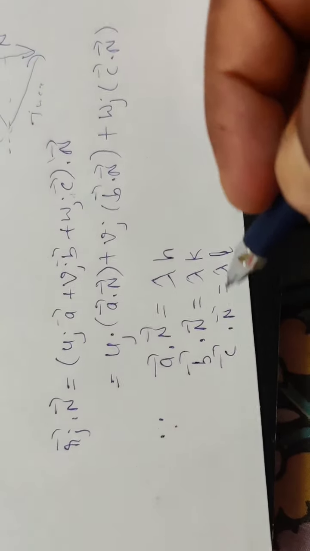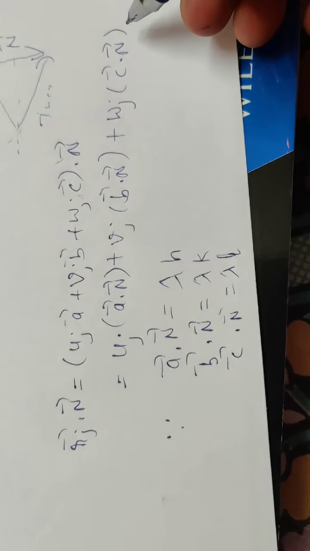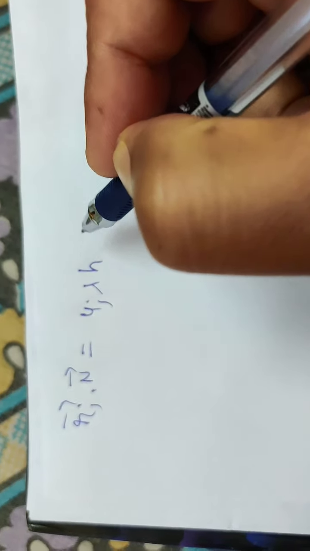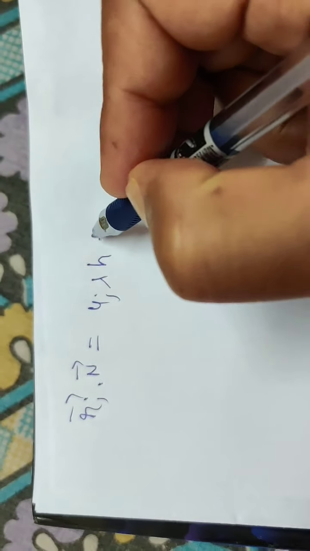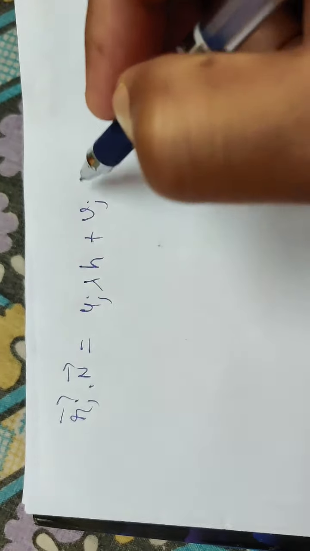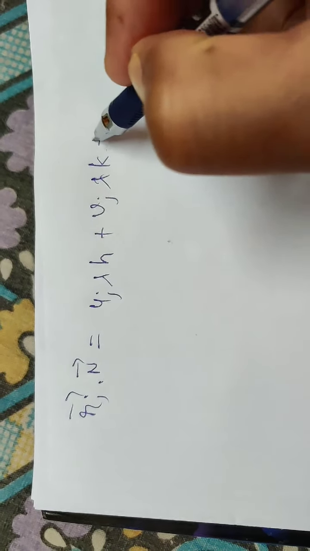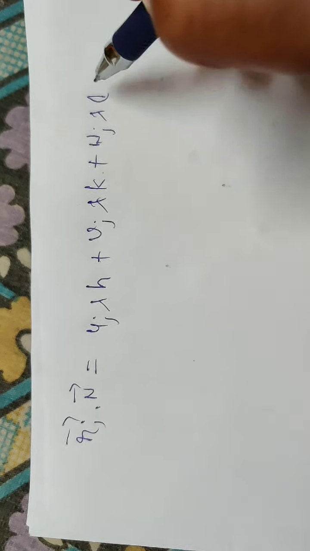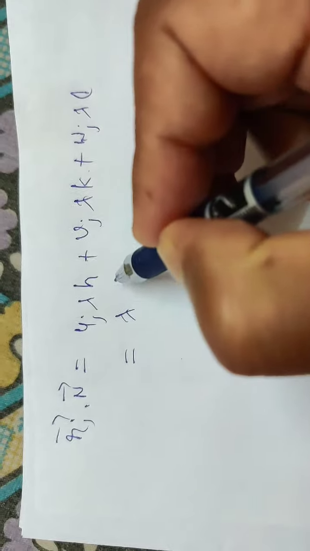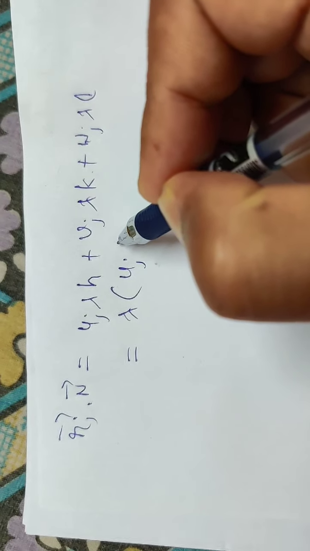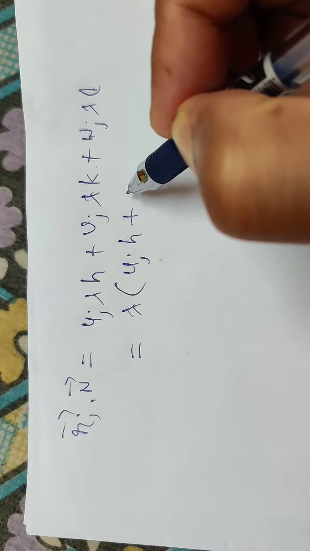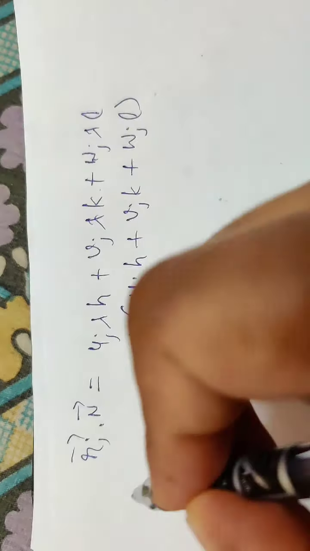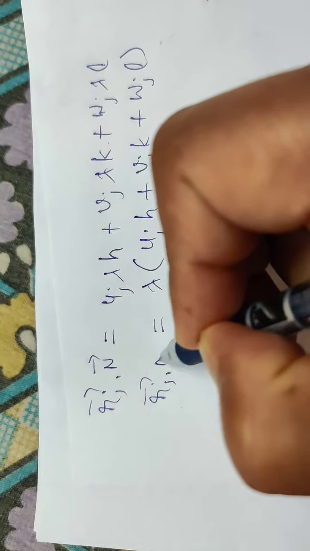So now by putting these values into this equation, we will get uj into lambda into h, because a dot n is equal to lambda into h, plus vj, b dot n is equal to lambda into k, plus wj into c dot n is equal to lambda into l. So taking lambda common, we have lambda times (uj h plus vj k plus wj l). This is the value of rj dot n.